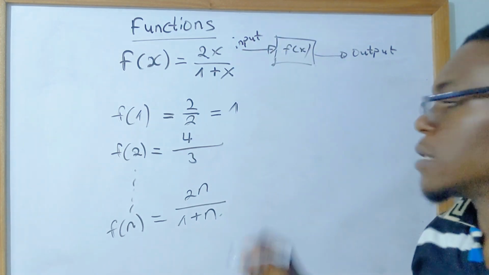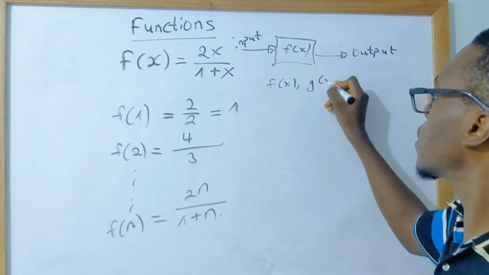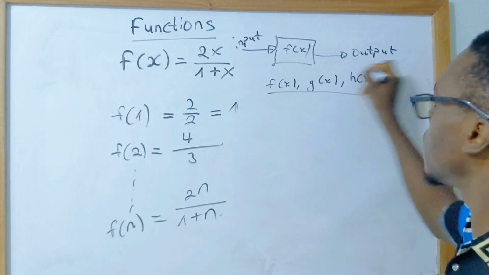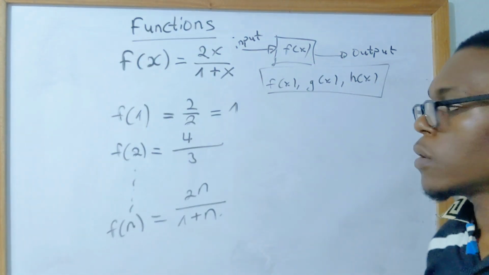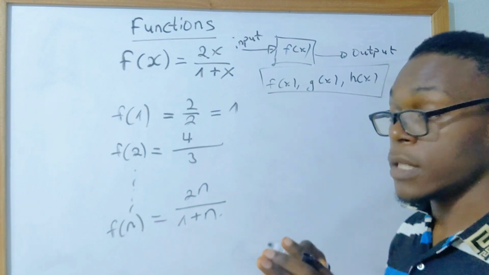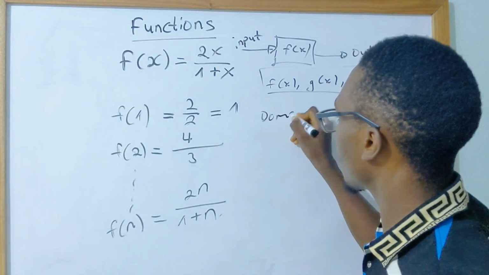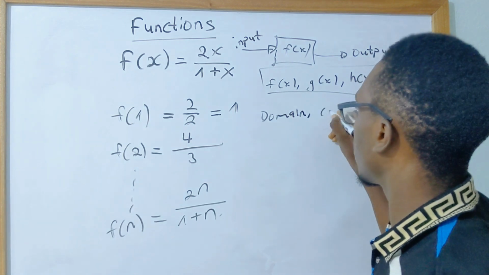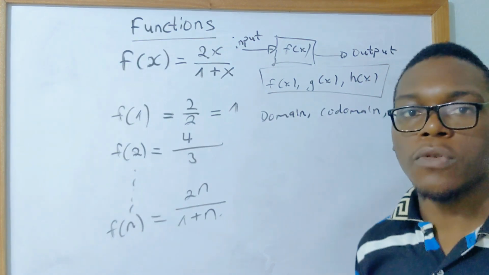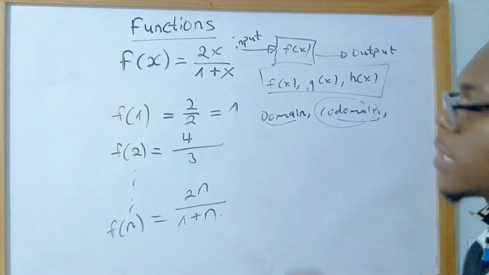You can have a function as f of x, g of x, h of x, or anything. These are still functions. You have no limit. Okay. Hence, in global, a function is like a relation between the domain and the codomain. Okay, the question is now, how can we find the domain and the codomain of the function? Or we call this the range.